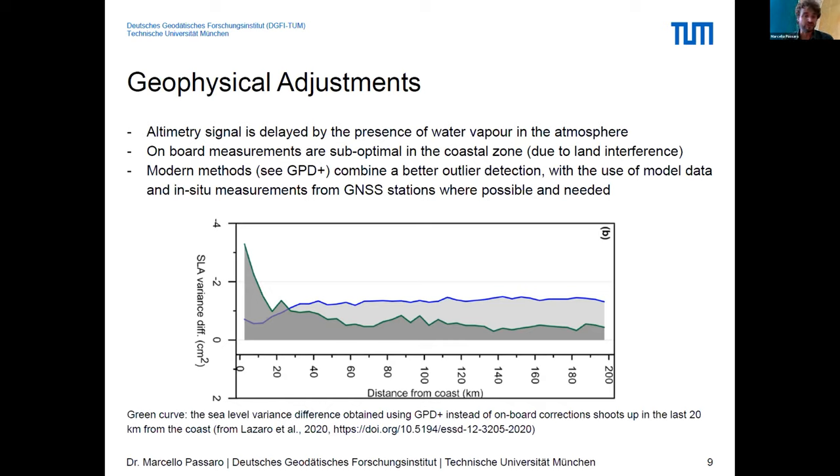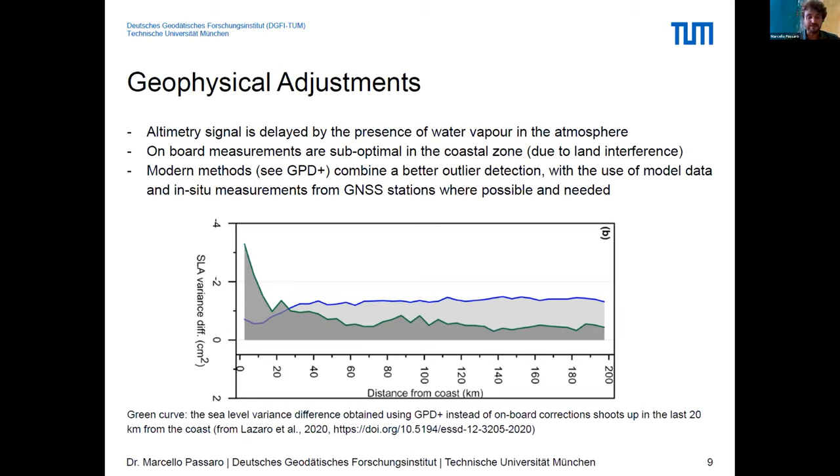And in the open ocean, we could do this on board. We can do this on board using radiometers. But this kind of measurements are, again, also suboptimal in the coastal zone, mainly due to the land interference. But meanwhile, in these latest years, we've seen the development of more modern methods that combine a better way to detect the outliers that tell us that this is a wrong correction, with the fact that we are combining radiometer measurements with model data and with in situ measurements from GNSS stations that measure the wet delay in the atmosphere.